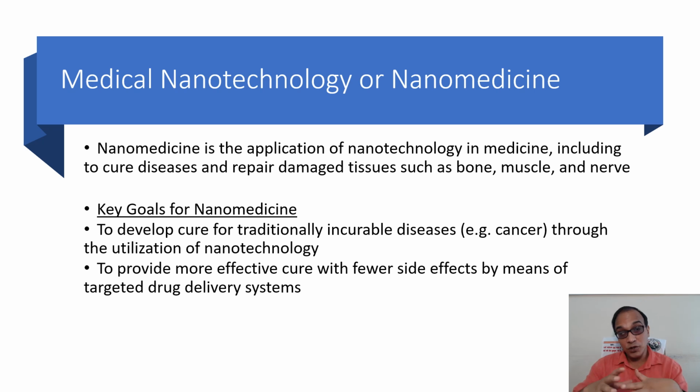So nanomedicine is the application of nanotechnology in medicine, including curing diseases and repairing damaged tissues such as bone, muscles, and nerves. What is the key goal of nanomedicine? To develop cures for traditionally incurable diseases like cancer through the utilization of nanotechnology, and to provide more effective cures with fewer side effects by means of targeted drug systems, and overall high localization of the drug at the target site. So targeted drug delivery is self-explanatory in what we are going to address with this kind of technology, these nanomedicines.